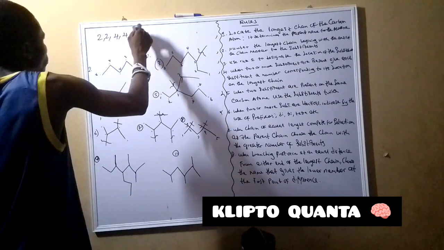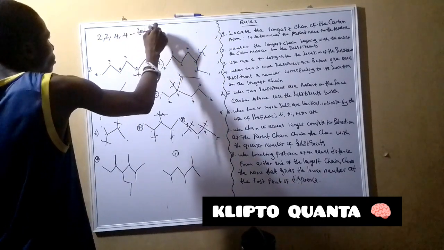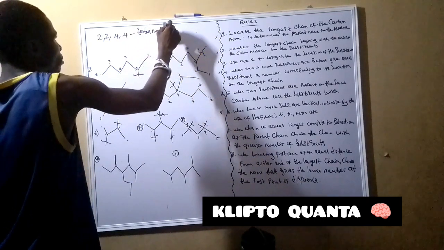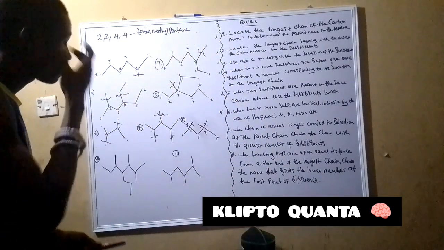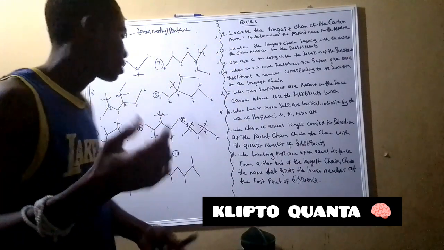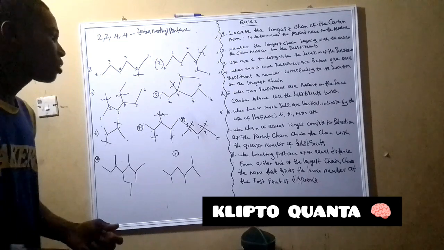This will be tetramethyl, then pentane. So 4, 4 tetramethyl, then what? Then pentane. So let's look at this other one.